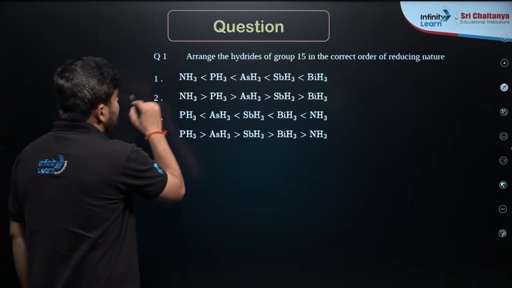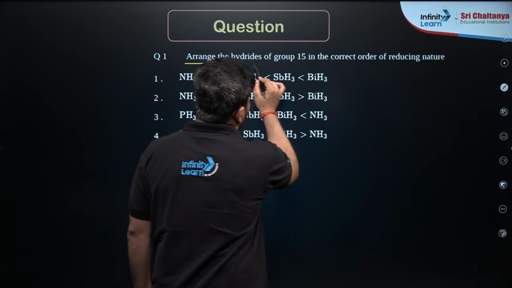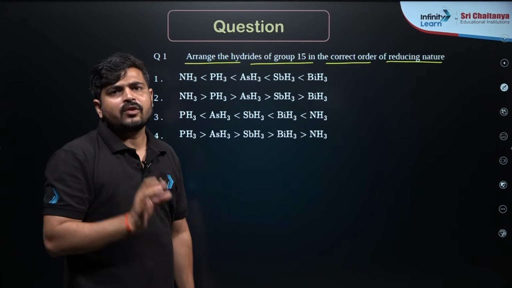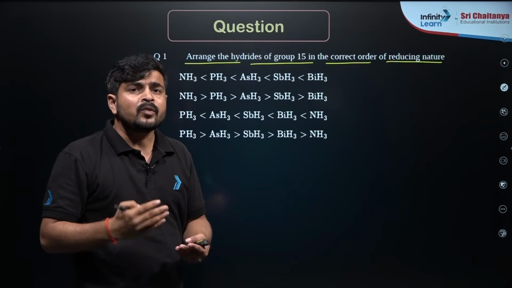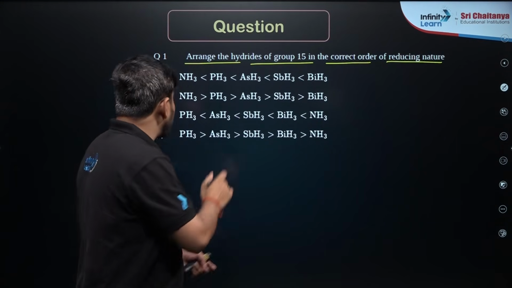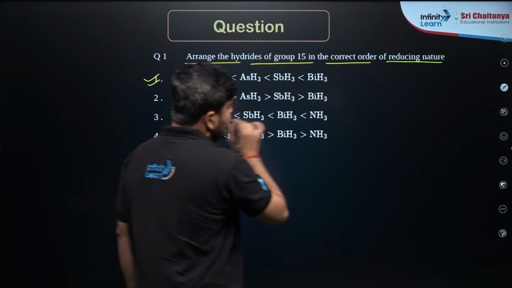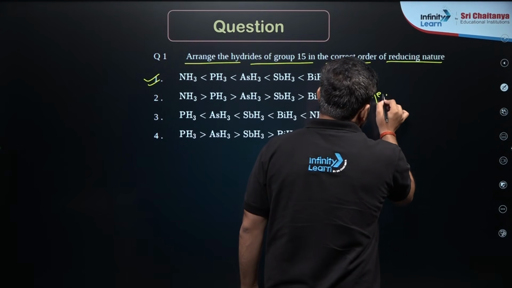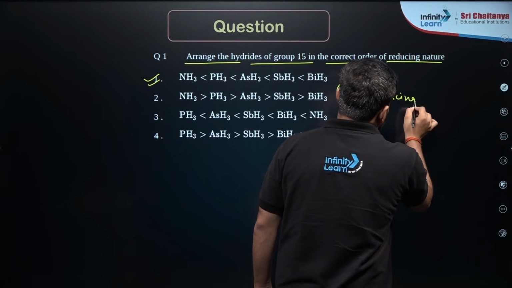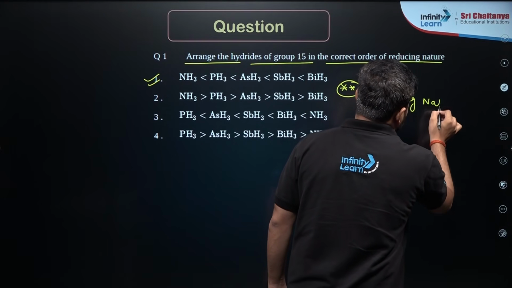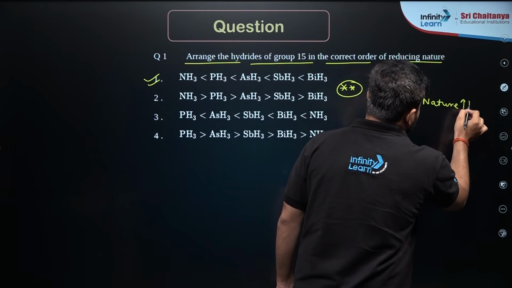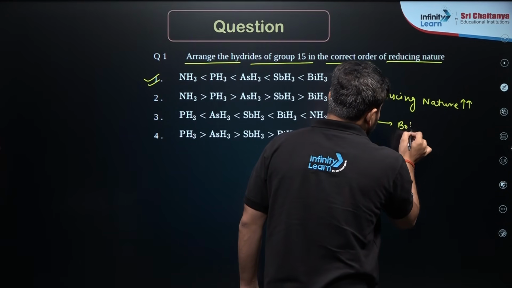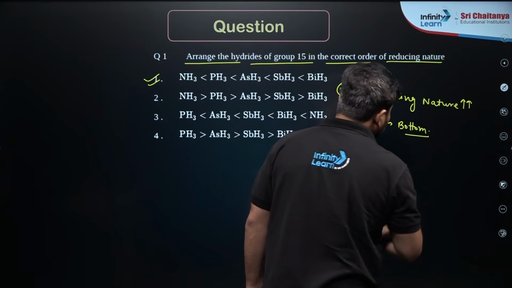So in question number one, what is given? Arrange the hydrides of group 15 in the correct order of reducing nature. One point we have to know, especially for group 15: if we are moving from top to bottom, definitely the reducing nature is going to increase. So the first point is correct. You can write only one point here. The important point is reducing nature: it is going to increase as we move from top to bottom.